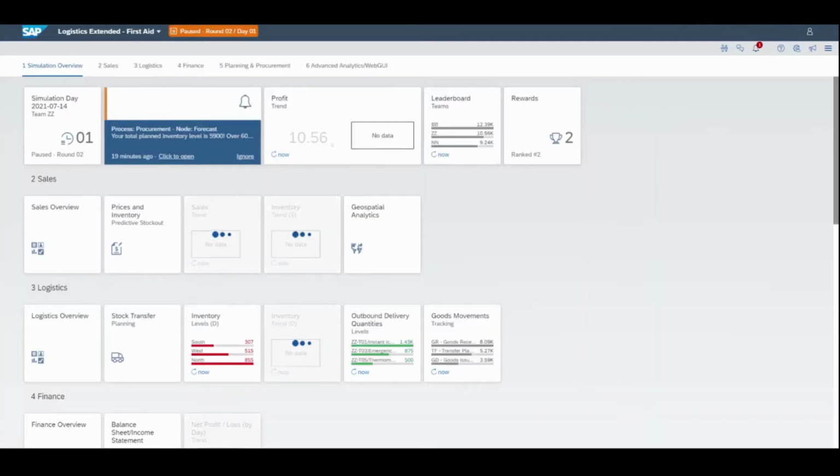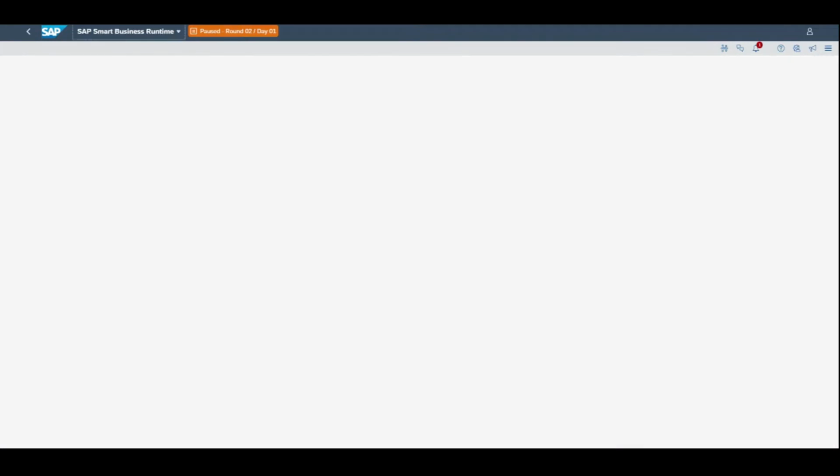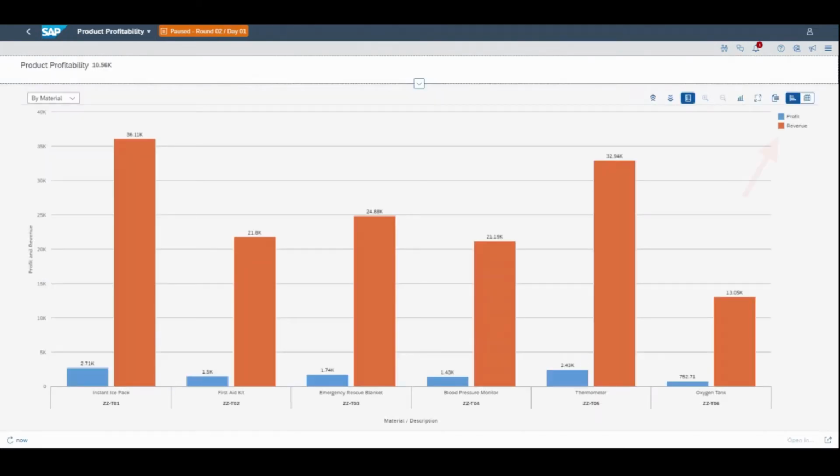Numerous reports are available to participants to make pricing decisions. Within the Sales Overview tile, click on the Product Profitability card for example. This card allows participants to compare product revenues as well as the profits generated. With products selling at significantly different price points, participants need to take this into consideration when comparing each product's revenues. They can review selling prices in the Prices and Inventory tile.